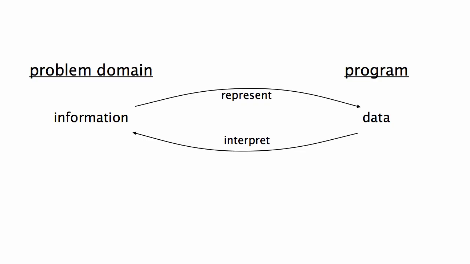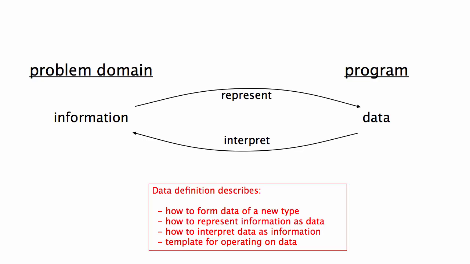So that's what data definitions are going to do for us. They're going to help us really understand the relationship between information and data, and how data represents information, and how data can be interpreted as information. But I didn't talk about how to design data definitions, and I didn't talk about how to design a function that consumes data defined by a data definition. I just showed you examples of the completed product. So now what we're going to do starting next time is look at how to design data definitions.